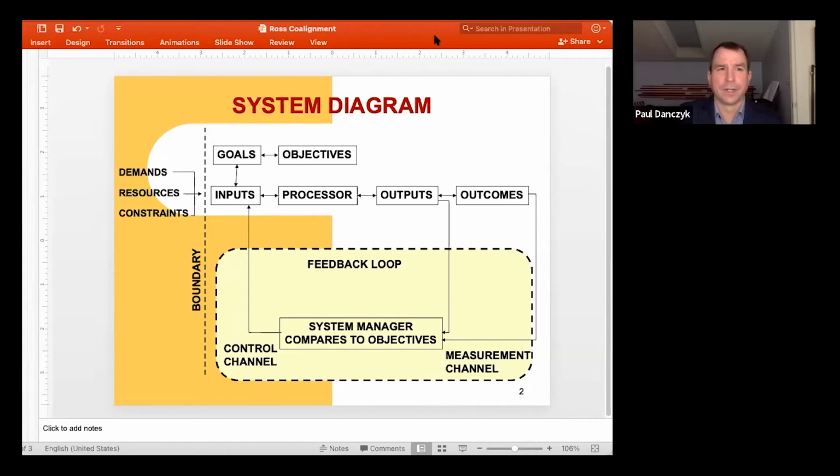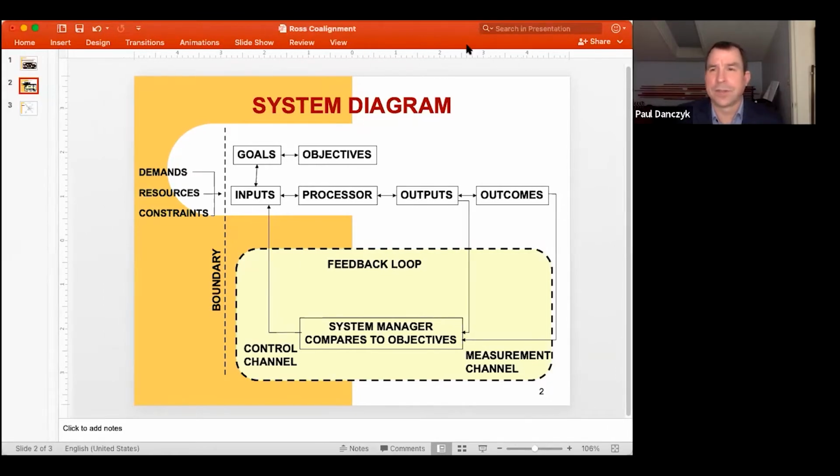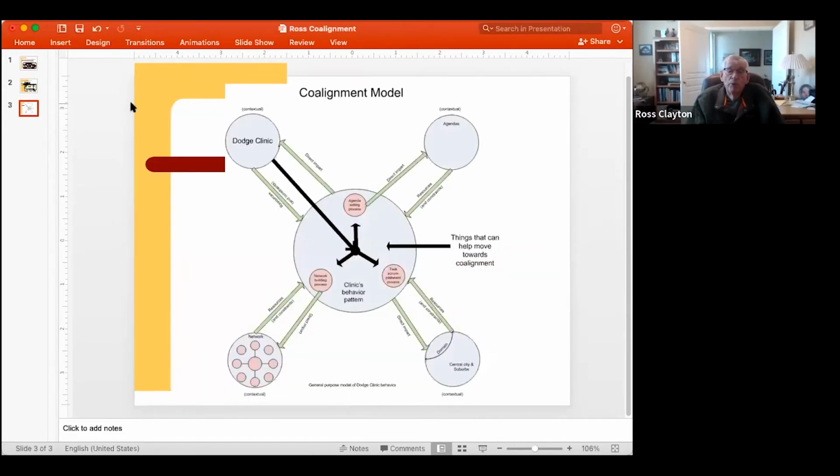No, that's great. And as you're talking about that case example of the fundraising side and building up your board of directors, is it fair to go from the systems diagram now to the components of co-alignment theory? Yeah, that would be very, very appropriate. Yes.